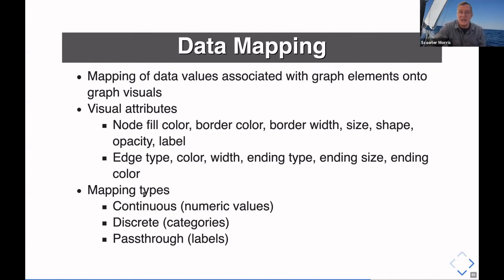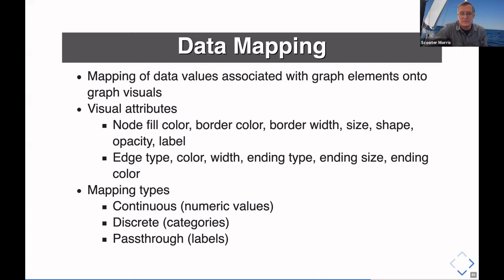So the most common thing you'll see is continuous mapping. So I have some sort of numeric value, and what I'm going to do is map that numeric value onto, for example, size, or for example, the node color. And that'll be some sort of continuous mapping. I'll take a ramp or a gradient, and I'll find a way to take that number that represents my data and map it into that gradient.